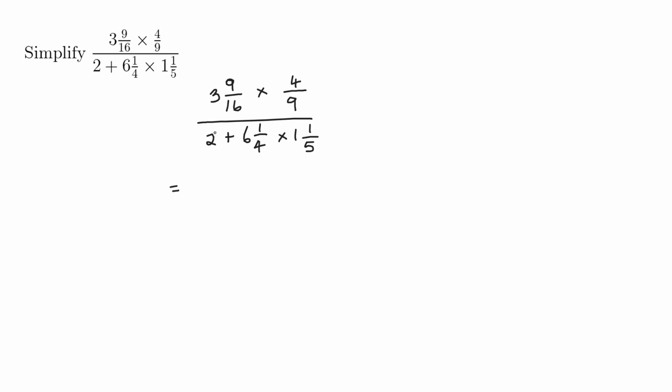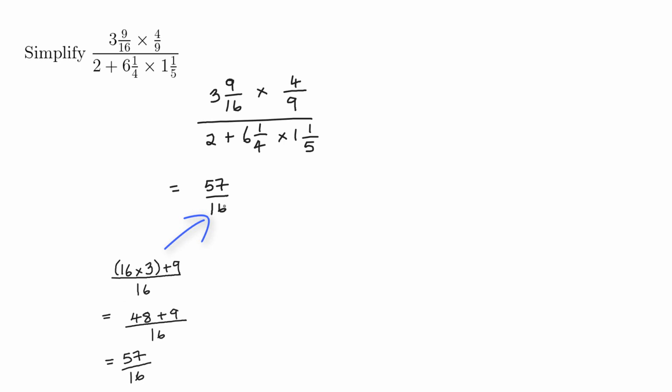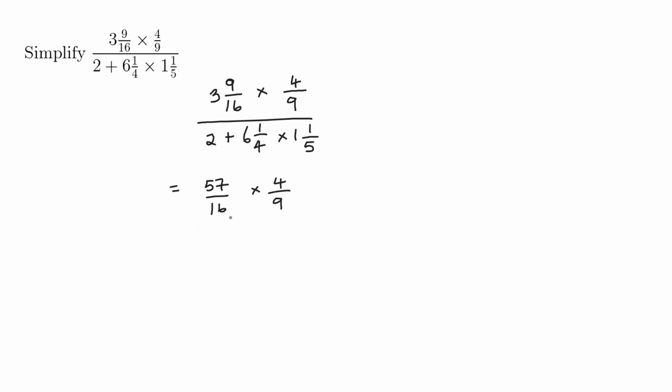If we decide to start with the numerator, in order to multiply, 3 and 9/16 first has to be rewritten as an improper fraction. The three wholes in the mixed number each represent groups of 16 based on the denominator, where one whole is 16 over 16. So 3 wholes becomes 3 times 16 or 48 over 16 plus 9 over 16, which gives 57 over 16. Our expression now reads 57 over 16 times 4 over 9 as the numerator.